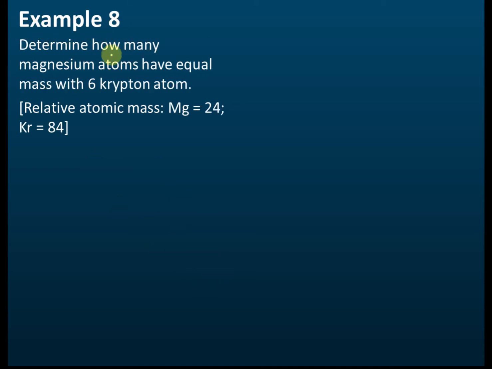Example 8, determine how many magnesium atoms have equal mass as 6 krypton atoms. The relative atomic mass of magnesium is 24, and the relative atomic mass of krypton is 84. If we want to find the number of magnesium atoms, we take the mass of 6 krypton atoms, 6 multiplied by 84, and then divide by the mass of 1 magnesium, 24, which gives 21. So 21 magnesium atoms will have the same mass as 6 krypton atoms.